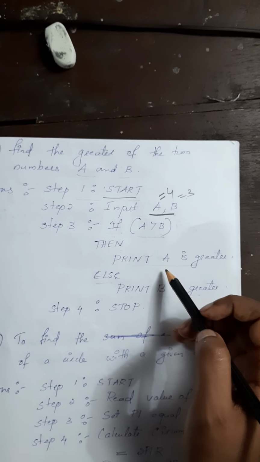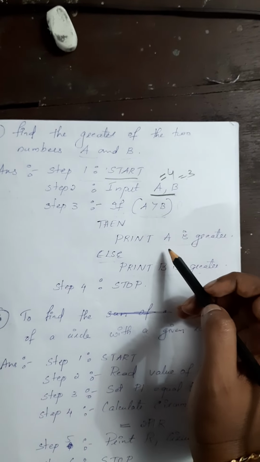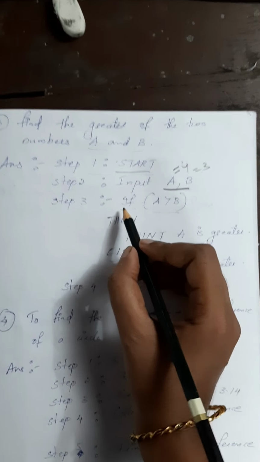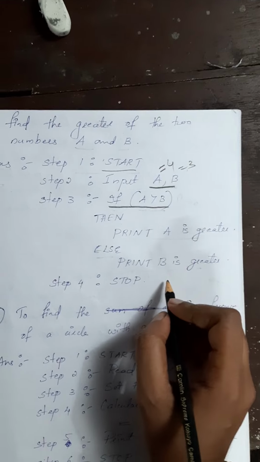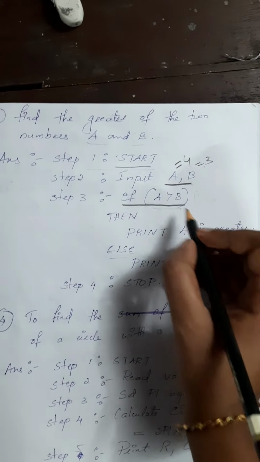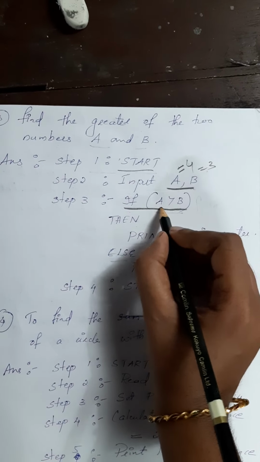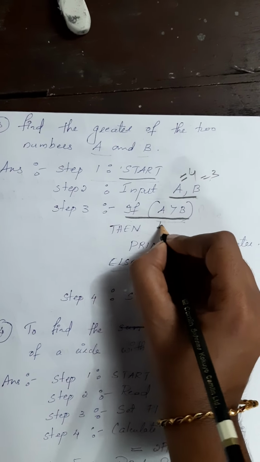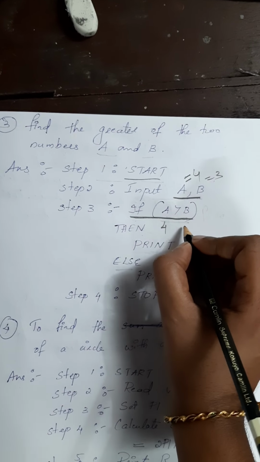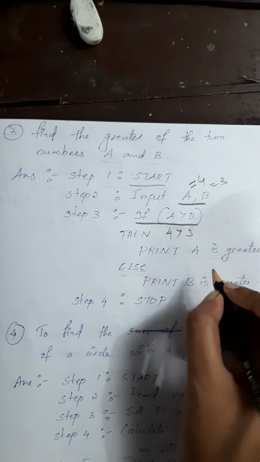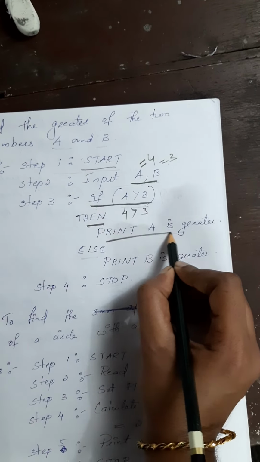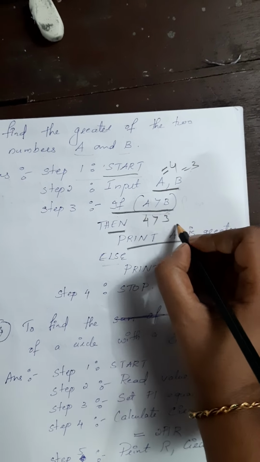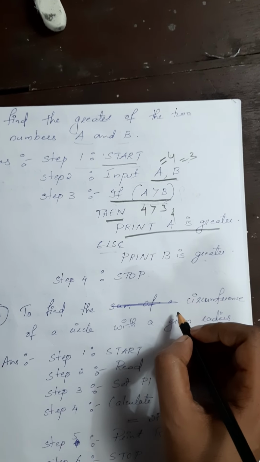After providing your input, you should write the equation for finding the greater of two numbers. Equation is if A greater than B. If this statement is true, if A is greater than B, that is, for example, A value is 4 and B value is 3, 4 is greater than 3, then you have to print A is greater. That is, we have to print 4 is greater.